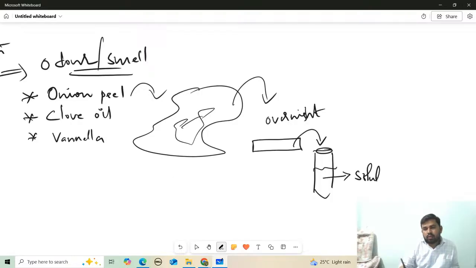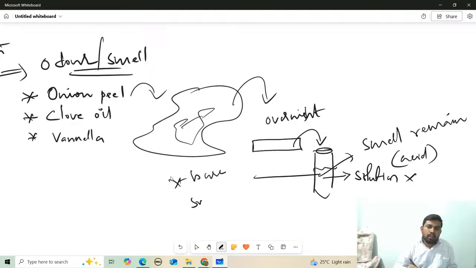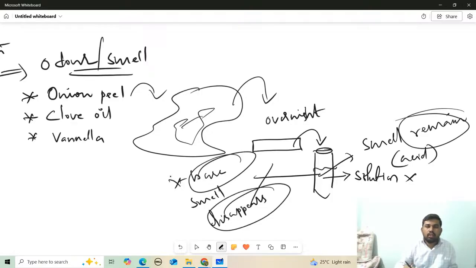So we put a cloth in it. If the smell remains, it is an acid. Then if X is a base, what will happen? The smell disappears. Clear? So if it is acid, the smell remains. If it is base, we can say the smell will disappear. This is how the olfactory indicator will be used.